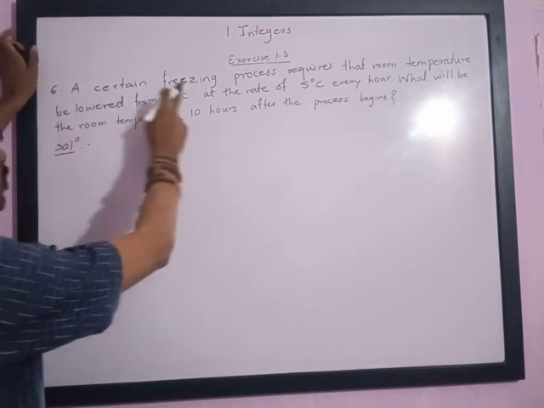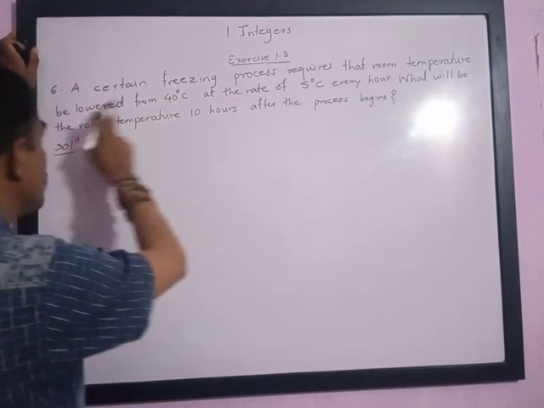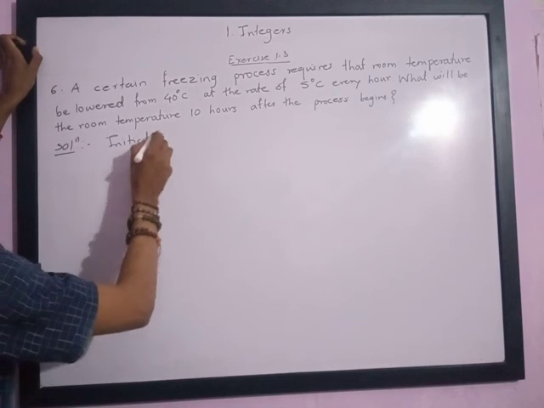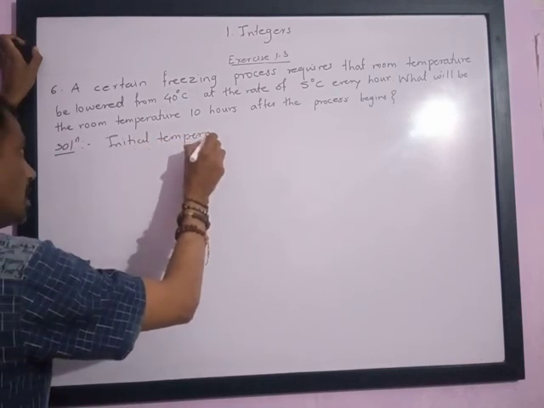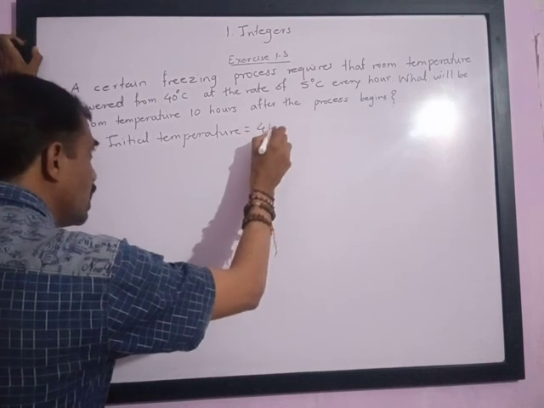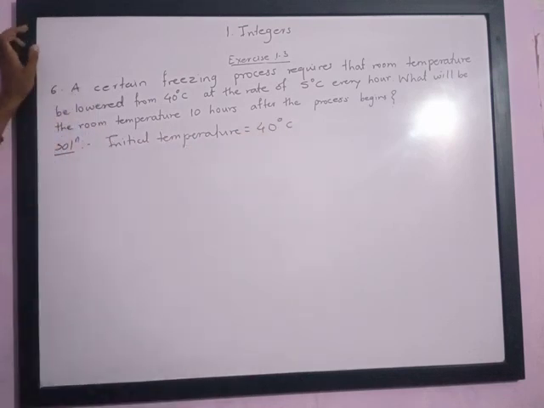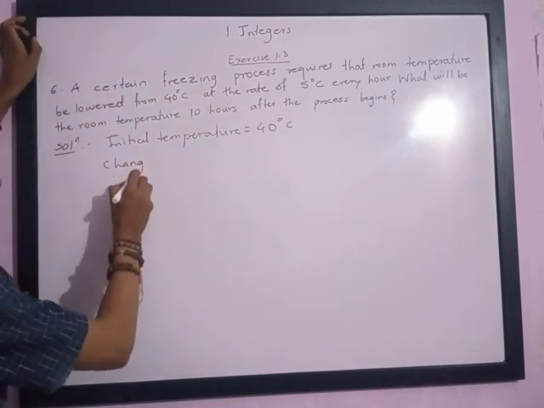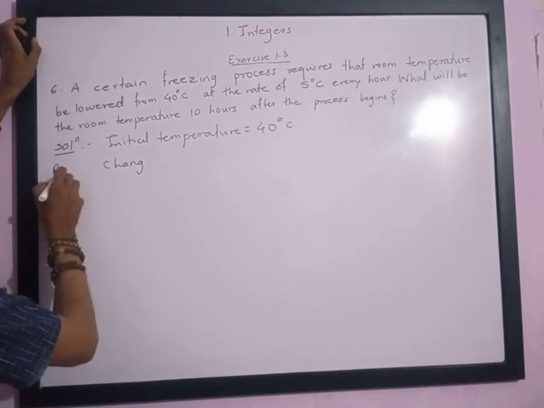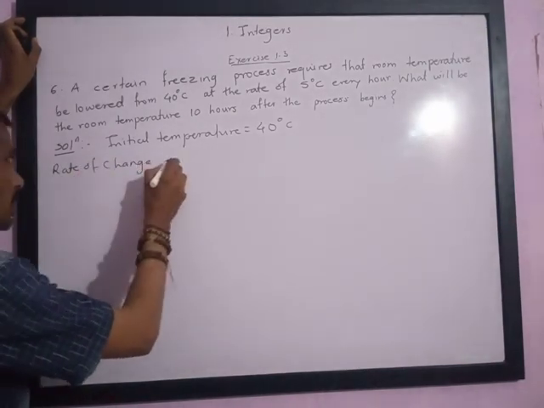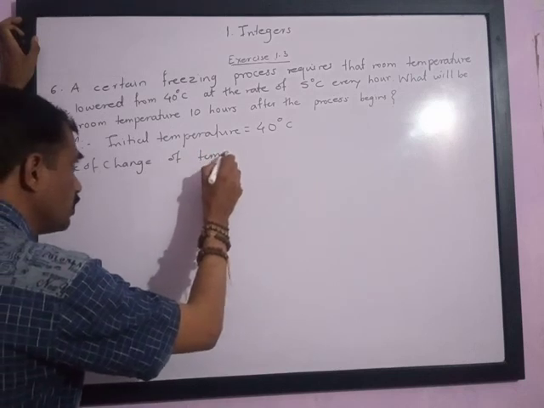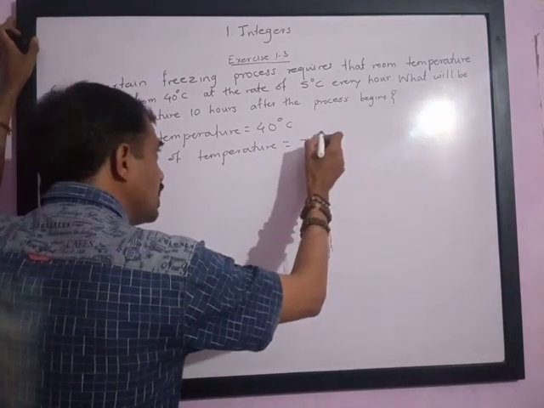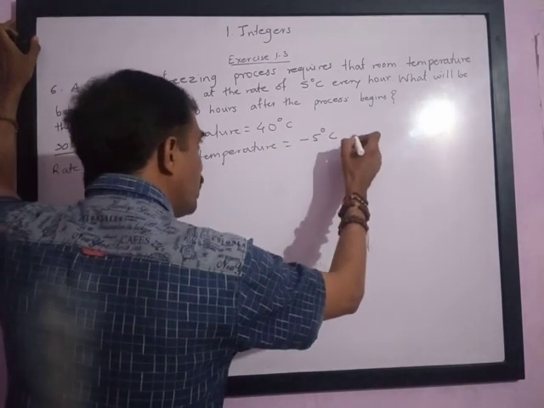So a certain freezing process requires that room temperature be lowered from 40 degrees Celsius. It means the initial temperature is given to us. Initial, you can say starting temperature is 40 degrees Celsius and it is to be lowered. So the rate of change of temperature is minus 5, since it is decreased, minus 5 degrees Celsius per hour.